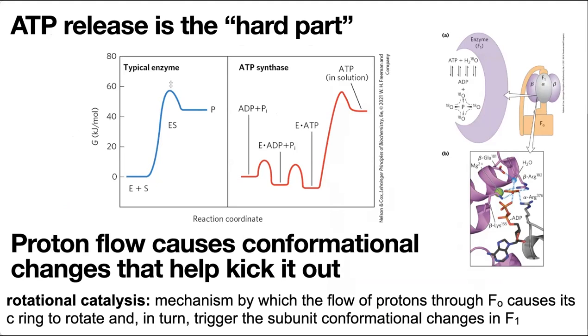Normally, when we think about enzymes, we think about product release as being the fast step, that the hardest part was turning our substrate into our product. But then once we made that product, we'll just let go. Turns out that letting go is really hard for ATP synthase, because it binds to ATP really, really tightly.